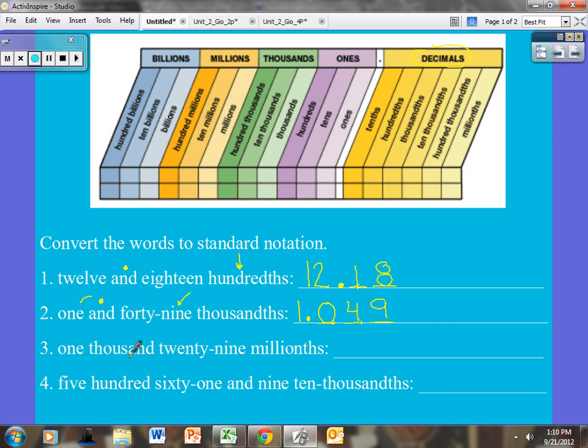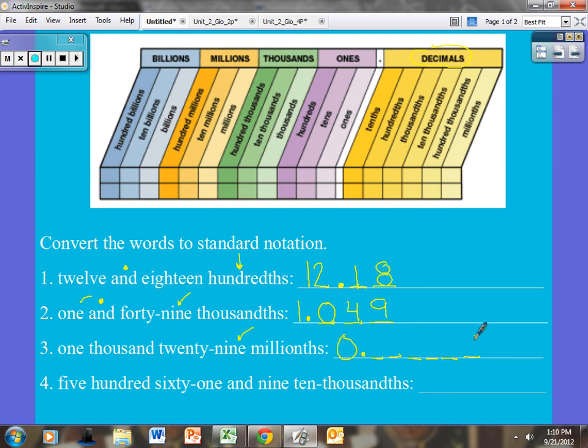For the next one, it says 1,029 millionths. Okay, there is no and, so that means there's no number to the left of the decimal point. I will put a 0 to hold that ones place, put the decimal point. Now, I have millionths, and the digit in the millionths place is the 9. So I'm just going to put little trays here to hold those place values. Tenths, hundredths, thousandths, ten-thousandths, hundred-thousandths, millionths. Let me double check that. Tenths, hundredths, thousandths, ten-thousandths, hundred-thousandths, millionths.